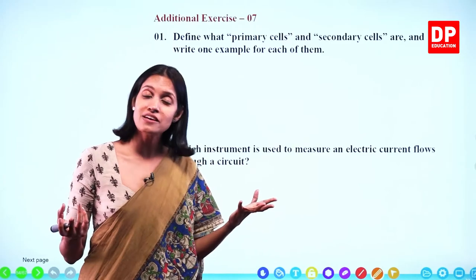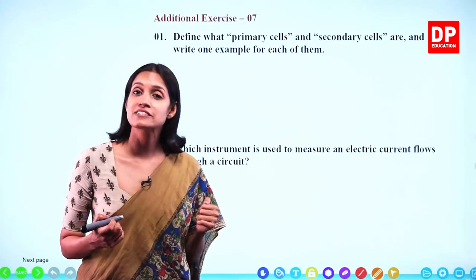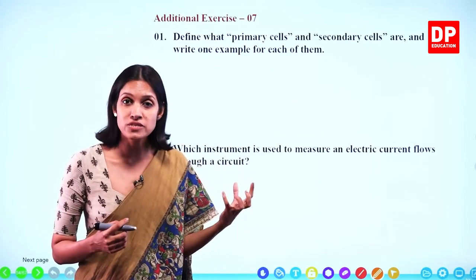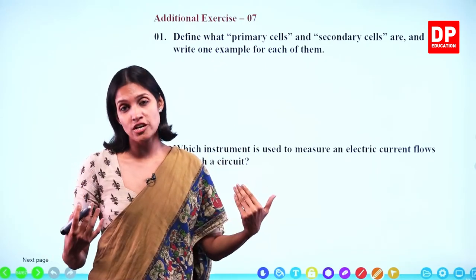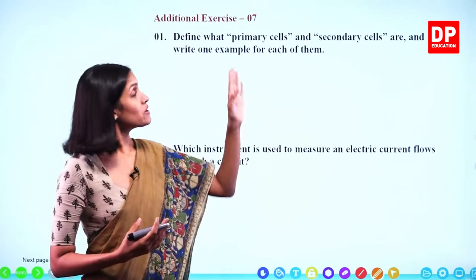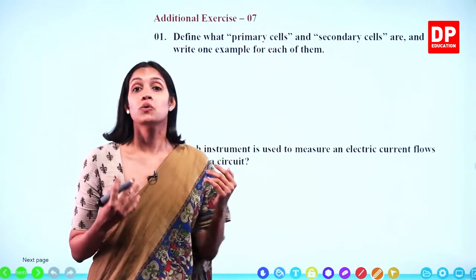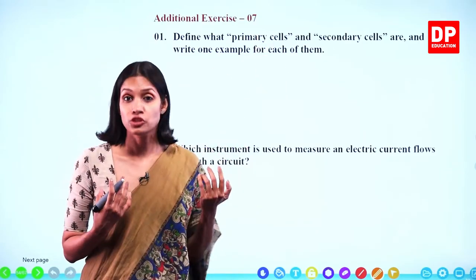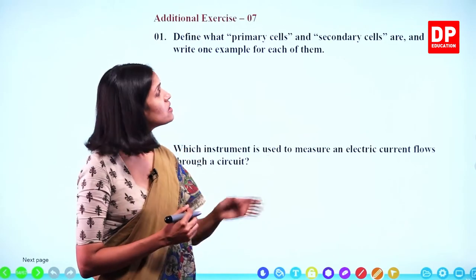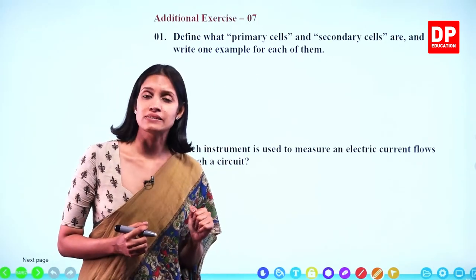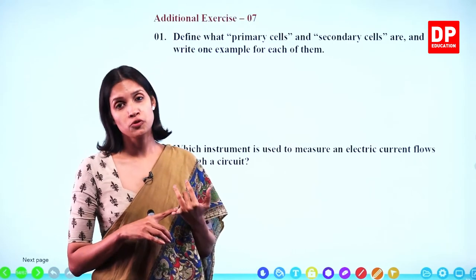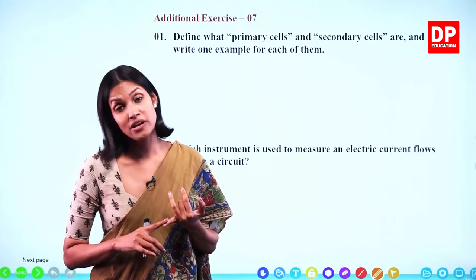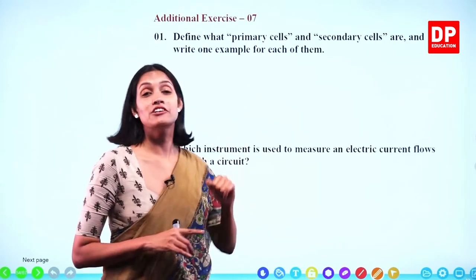Why do we categorize them as primary and secondary cells, children? Because the primary cells, when all the chemicals are used up, cannot be recharged. We have to throw them away. But when it comes to secondary cells, when the cells get exhausted, we can recharge them and use them. Right, children? What are the examples for primary cells? Dry cells are examples for primary cells. And for secondary cells, vehicle batteries and camera batteries are examples.